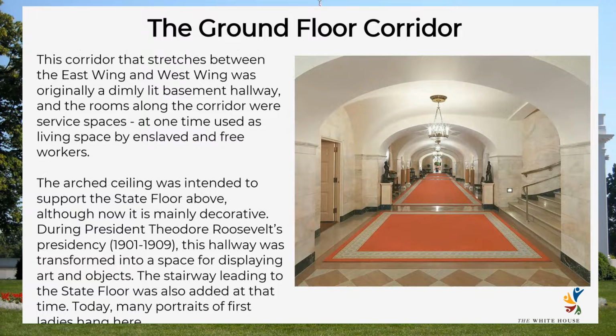This corridor that stretches between the East Wing and the West Wing was originally a dimly lit basement hallway, and the rooms along the corridor were service spaces, at one time used as a living space by enslaved and free workers. The arched ceiling was intended to support the state floor above, although now it is mainly decorative. During President Theodore Roosevelt's presidency, 1901 through 1909, this hallway was transformed into a space for displaying art and objects. The stairway leading to the state floor was also added at that time. Today, many portraits of first ladies hang here.